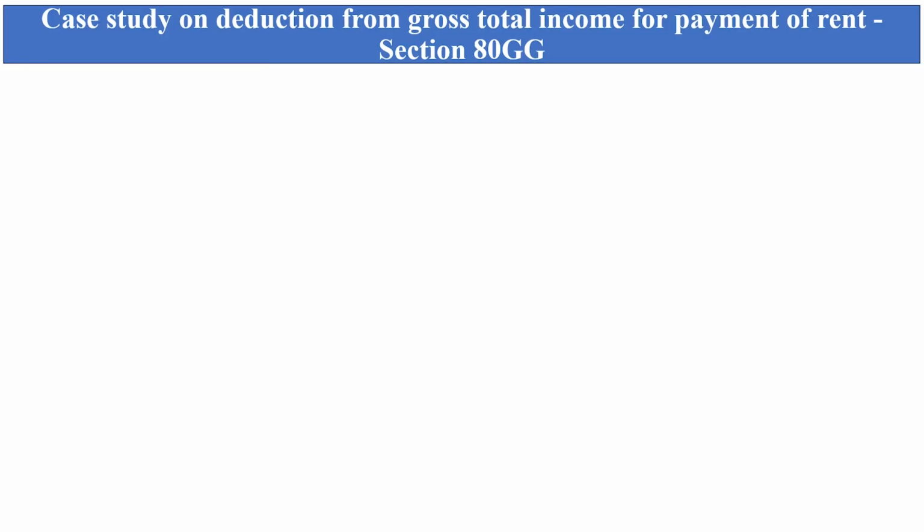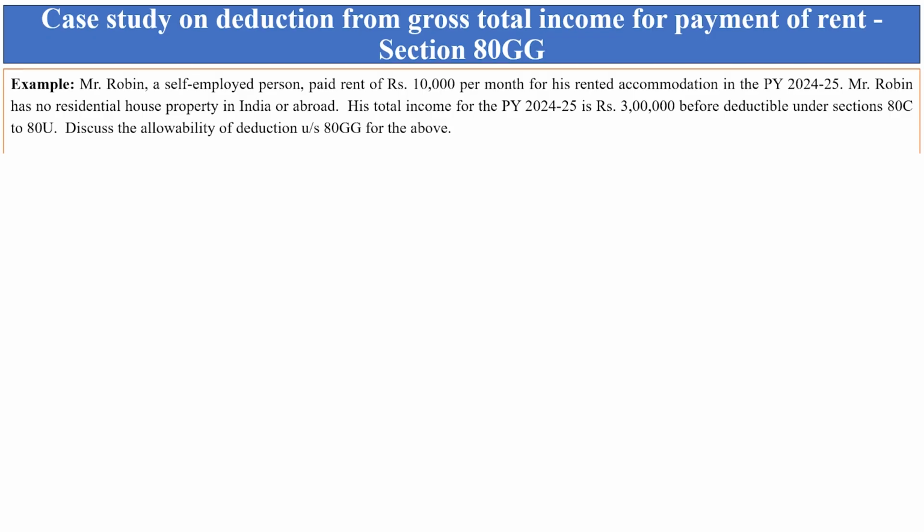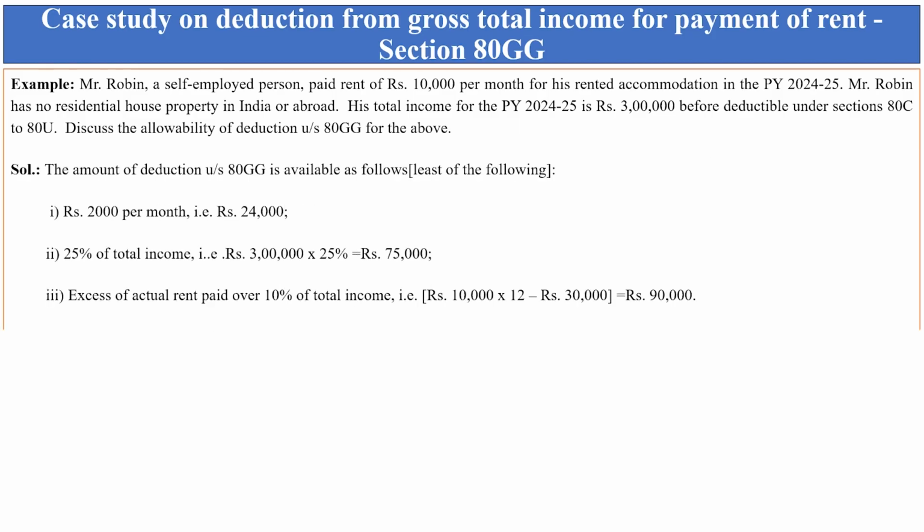Deduction in case of rent paid under section 80GG. Here we see Mr. Robin, a self-employed person, paid rent of 10,000 per month for his rented accommodation in the previous year 2024-25. Mr. Robin has no residential house property in India or abroad. His total income for the previous year is rupees 3 lakh, before deduction under sections 80C to 80U. So in this case, the deduction allowable under section 80GG is, first, rupees 2,000 per month, that is yearly 24,000.